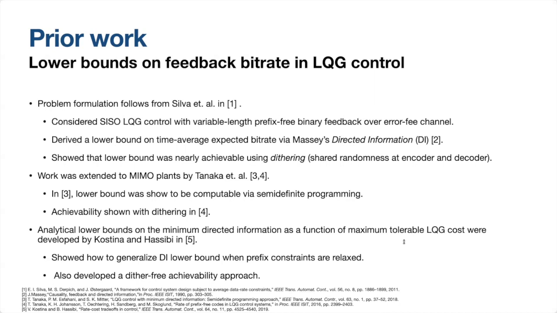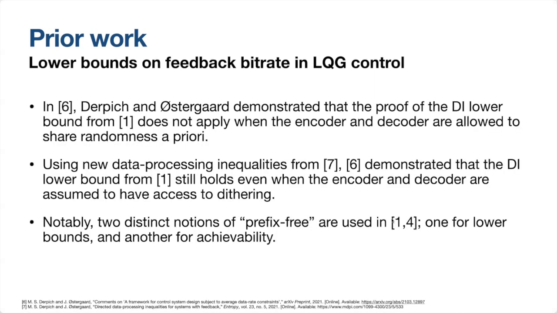Cassina and Hashemi developed an analytical lower bound for the directed information LQG cost trade-off for MIMO plants in reference 5. In that same paper, they demonstrated how these bounds change when the prefix constraints on the feedback code words are relaxed. They also demonstrated that the minimum directed information performance was nearly achievable without dithering.